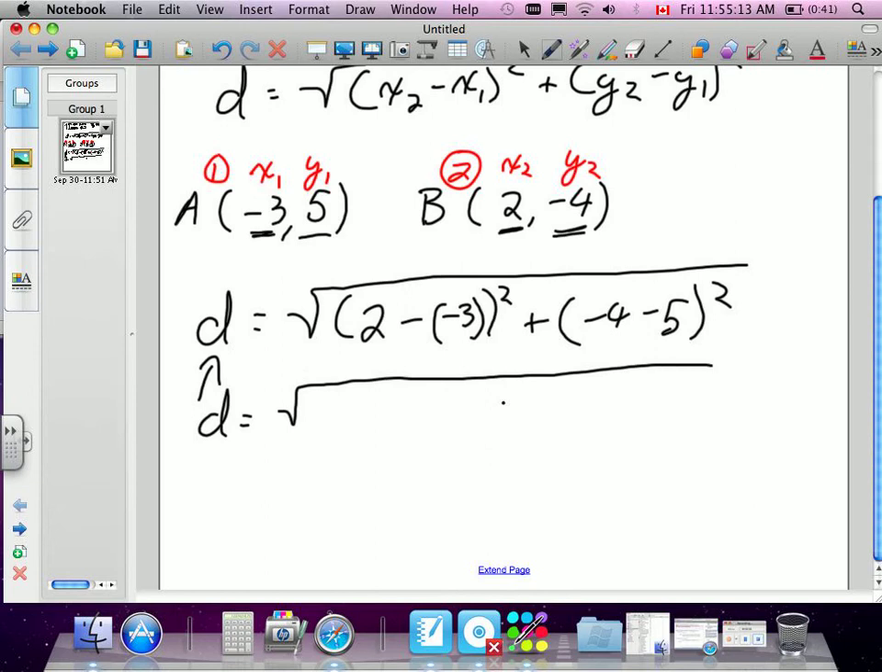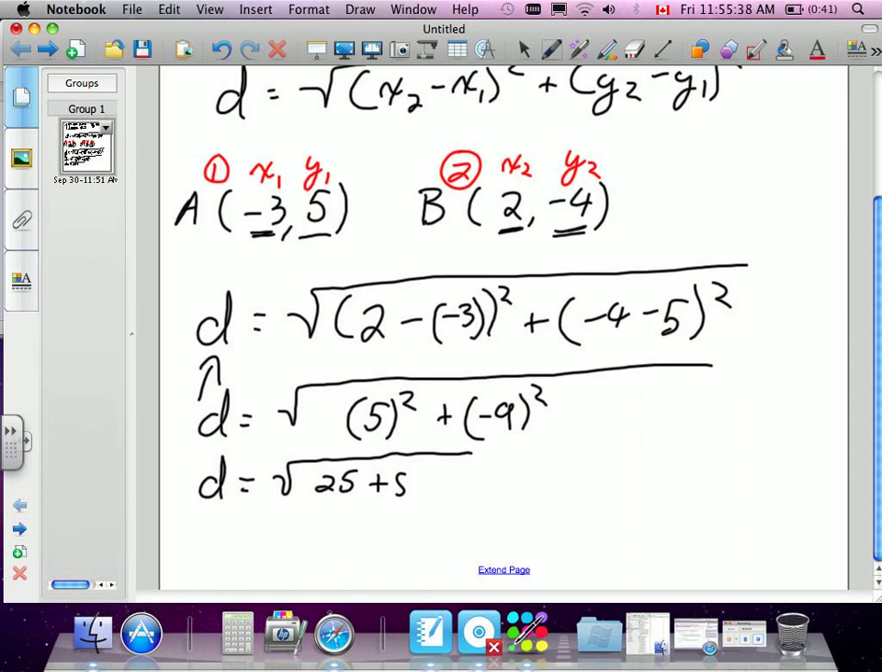So, I end up with 2 subtract -3, which is the same as adding 3. So, I end up with the number 5 squared, plus -4 minus 5 will actually give me -9 squared. D is then equal to 5 squared is 25, plus -9 squared is positive 81, because we're multiplying 2 negatives. D is equal to the square root of 25 plus 81, which is 106.